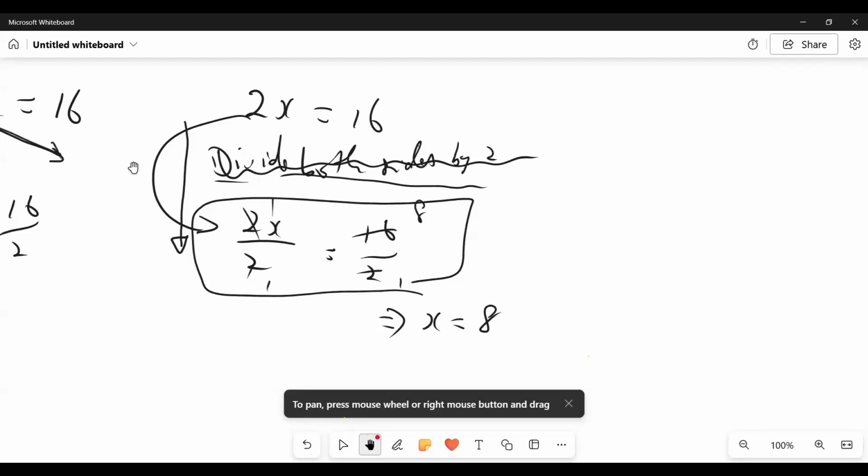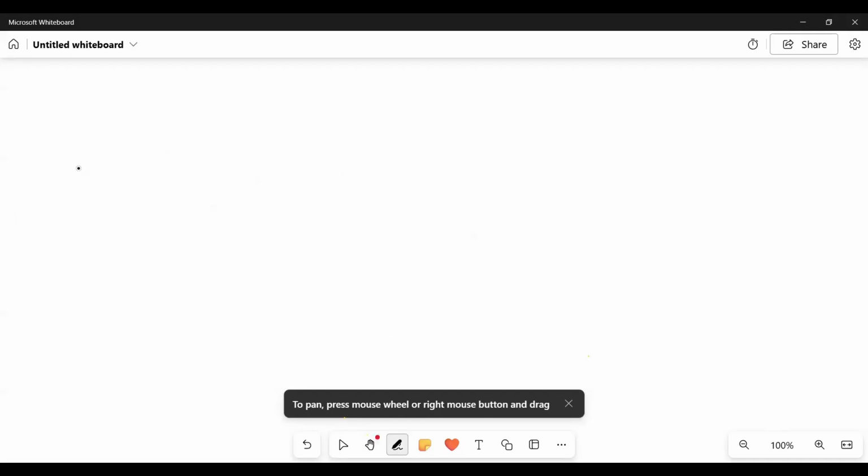So let's go on and try another one. Let's say you have to solve something like this. Look at this one now. Any suggestions? What do I do here?